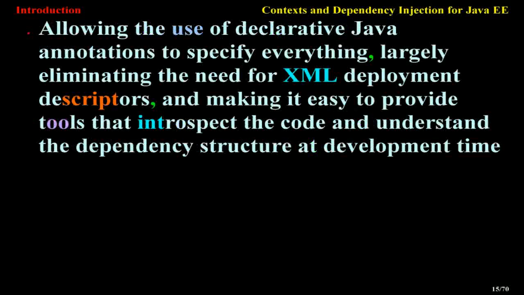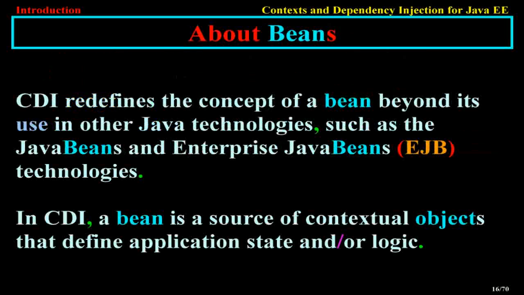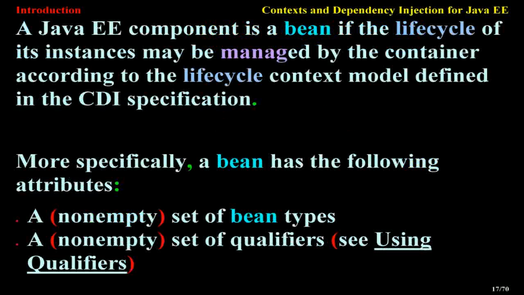About Beans. CDI redefines the concept of a bean beyond its use in other Java technologies, such as the JavaBeans and Enterprise JavaBeans (EJB) technologies. In CDI, a bean is a source of contextual objects that define application state and/or logic. A Java EE component is a bean if the lifecycle of its instances may be managed by the container according to the lifecycle context model defined in the CDI specification.